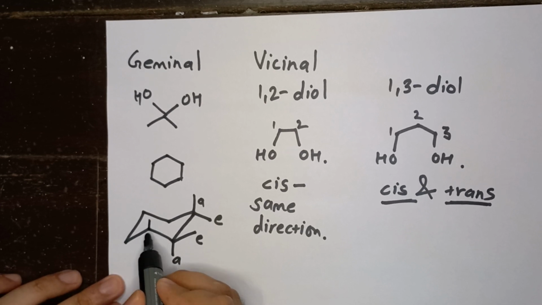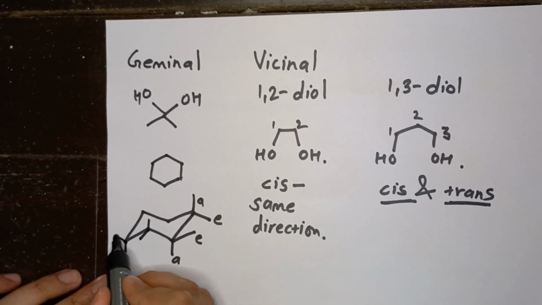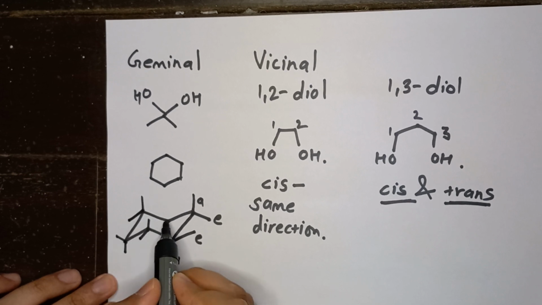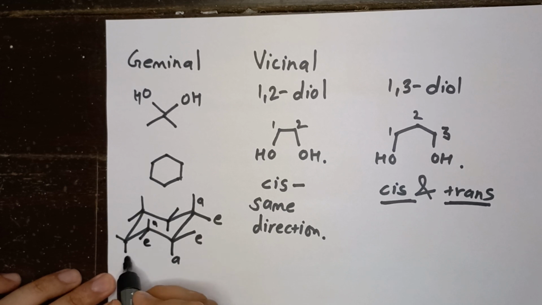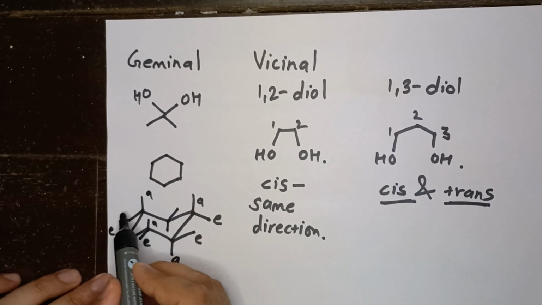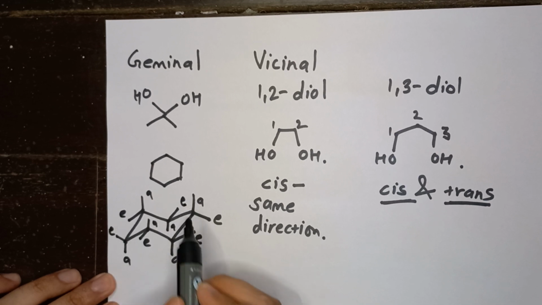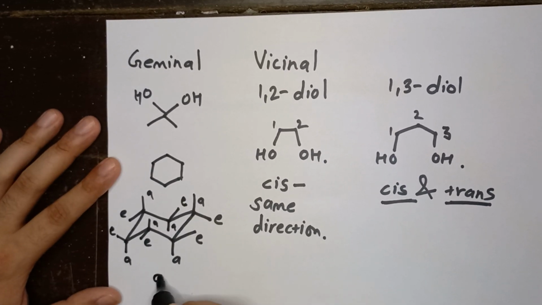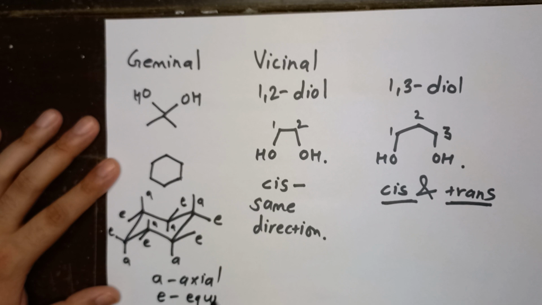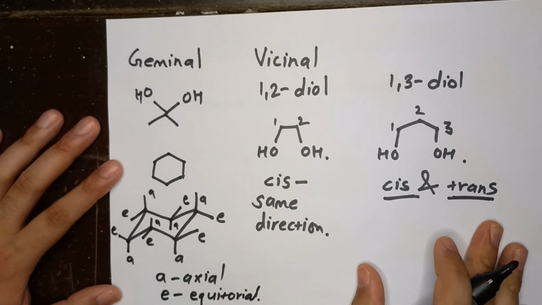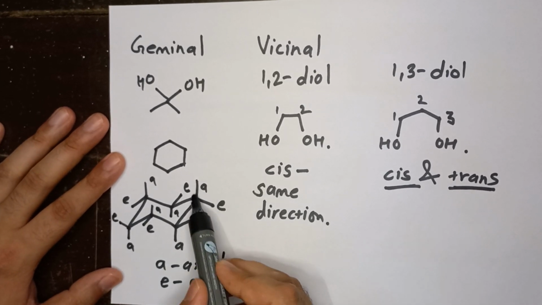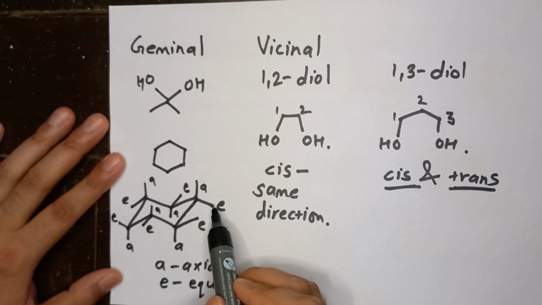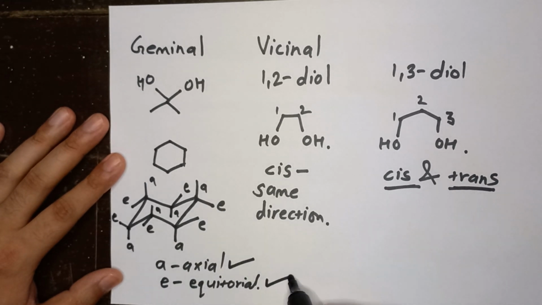This is axial, this is equatorial, axial, equatorial, axial, equatorial, axial, equatorial. So let me name them A, E, axial, equatorial, axial, equatorial, axial, equatorial. So here A represents axial and E represents equatorial. Okay. So now you know which bond represents axial and which bond represents equatorial.